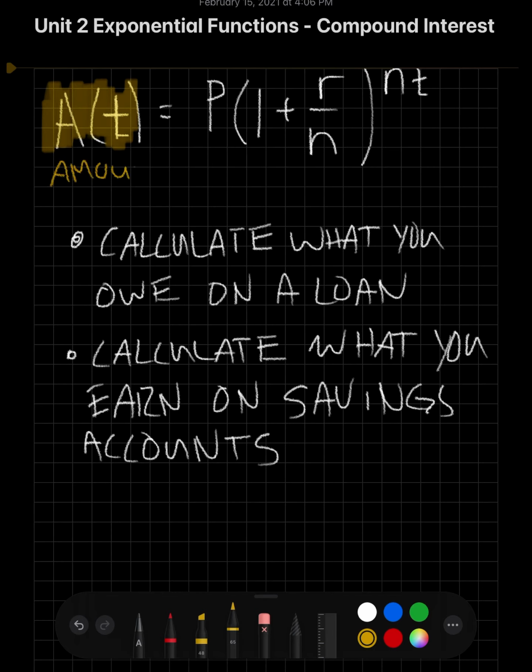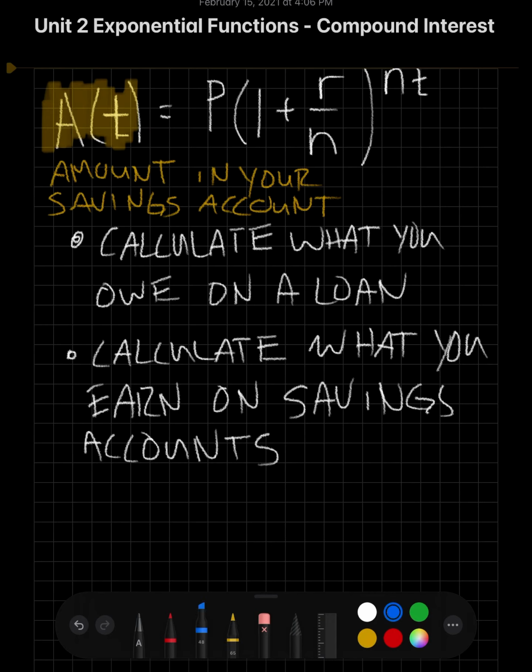It could be either the amount you owe on your loan, or the amount in your savings account. We've looked at enough exponential functions that I hope you're looking at these next two pieces and saying, Sarah, I know what P is. P has to be my initial value. And I know what this in parentheses is. This has to be my growth factor. If that's what you're thinking, you're absolutely right.